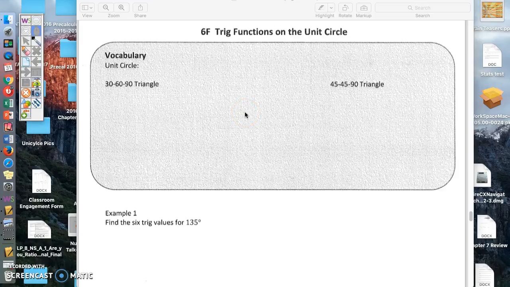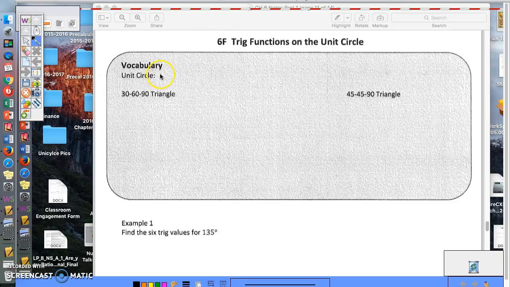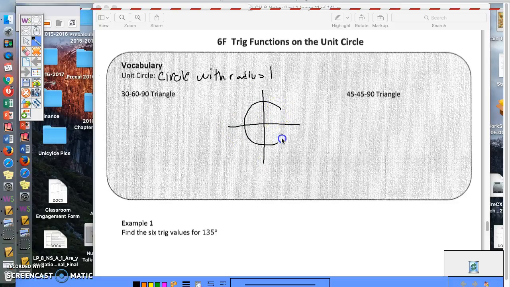Today we're going to formalize what we did yesterday. So the first thing we're going to do is talk about a unit circle, and that is a circle with radius 1. If here was our circle, if the radius is 1, we have (1, 0), (0, 1), (-1, 0), (0, -1).